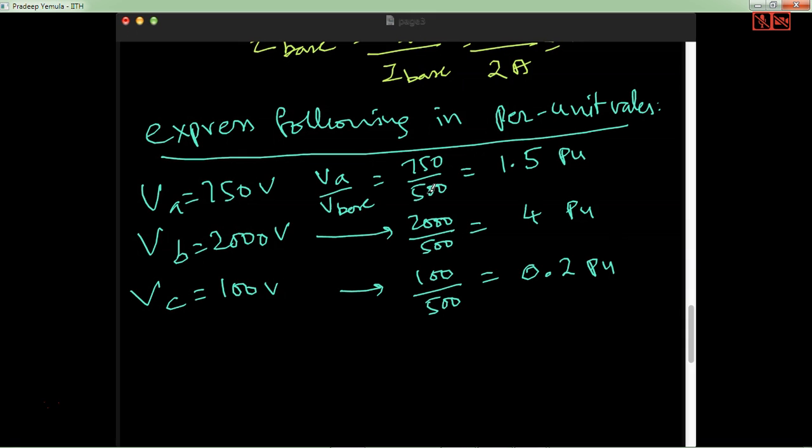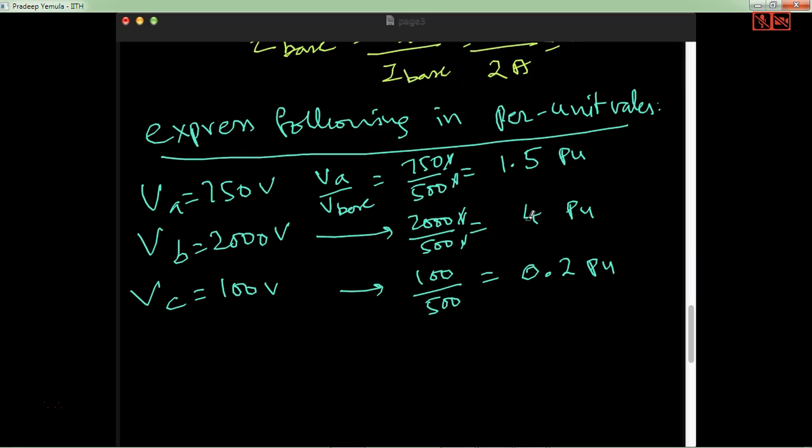So you see the voltage and voltage will get cancelled. This is volts and this is volts. Volts will get cancelled. Similarly here also all these are unitless quantities. So that's why it is called per unit. So the 4 per unit means it is 4 times the base value. 0.2 per unit means it is 20% of the base value. And 1.5 means it is 1.5 times the base value. So like that I am eliminating the units of the voltage.